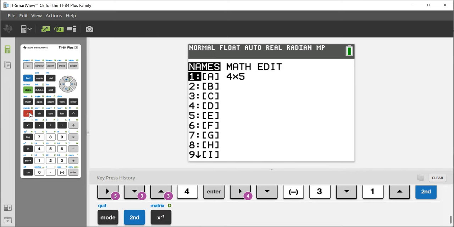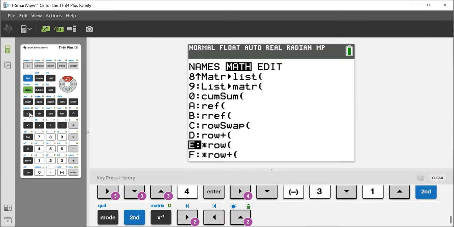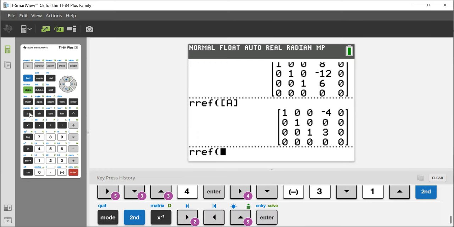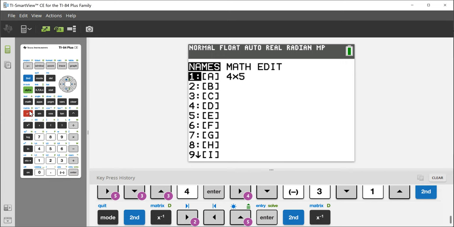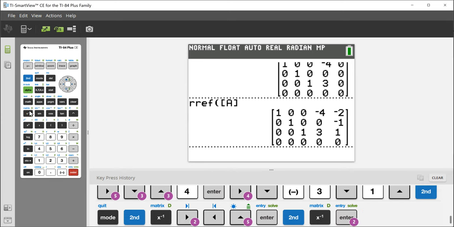And now we perform this algorithm on this so-called augmented matrix. Let me copy this down so that I'm not constantly having to flip between these.